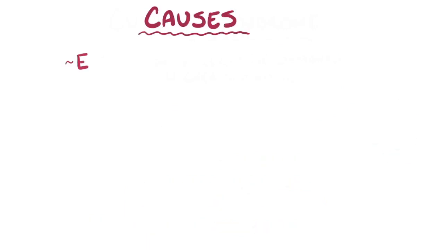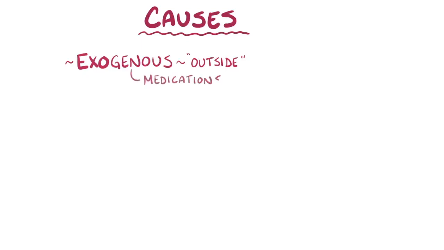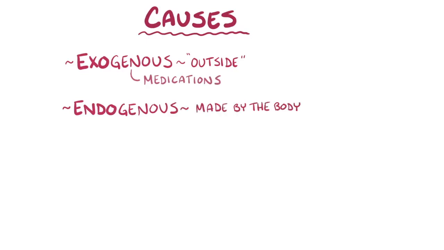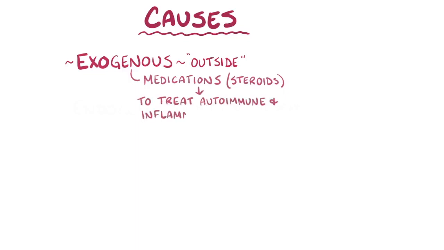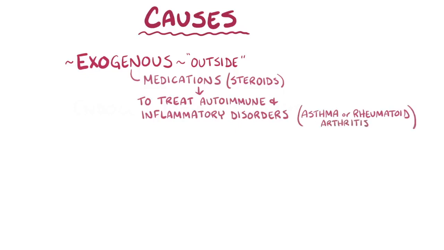Cushing's syndrome can happen because of exogenous cortisol, meaning that it comes from outside, usually in the form of medications. But it can also happen because of endogenous cortisol, meaning that the excess cortisol is made by the body. The majority of cases of Cushing syndrome happen in individuals using exogenous steroid medications over a long period of time, often to treat autoimmune and inflammatory disorders, like asthma or rheumatoid arthritis.